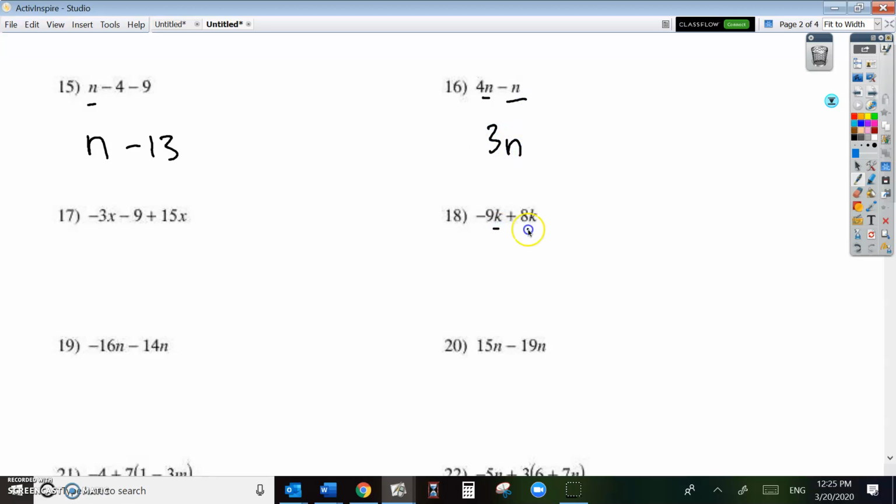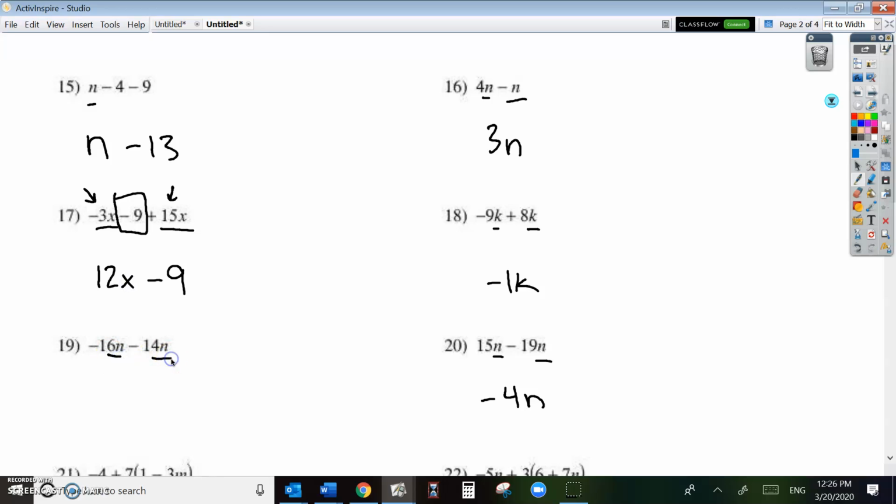These both have k's. Put them together. Negative 1k. These both have n's. Put them together. Negative 4n. Okay, there's an x there and an x there and a 9 there. Put the 9 by itself because there are no other terms that just have 9. Now you have 15 minus 3. So that's going to be 12x. 12x minus 9.